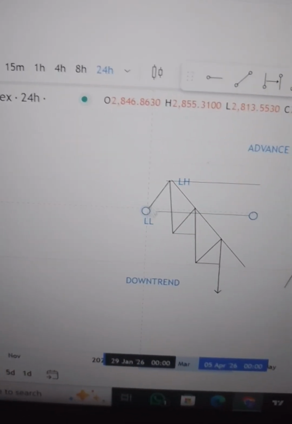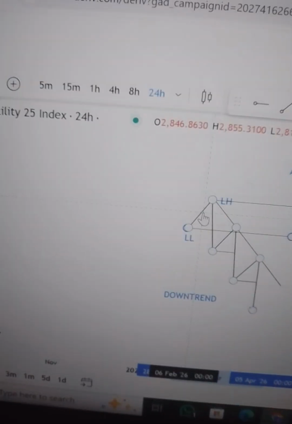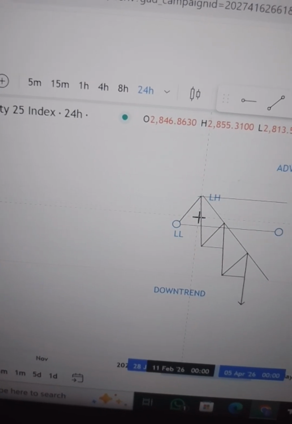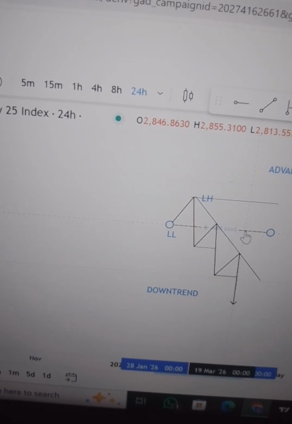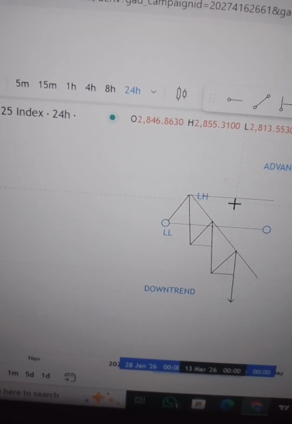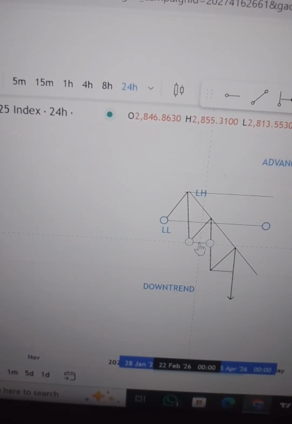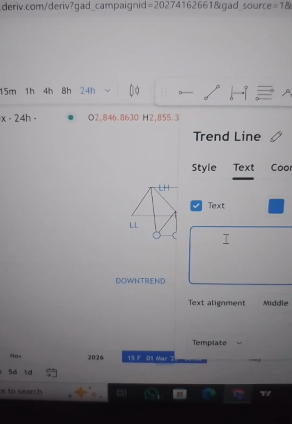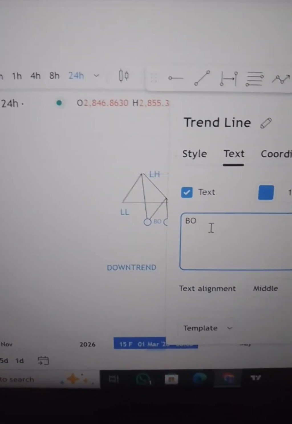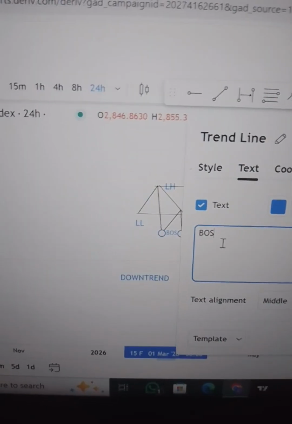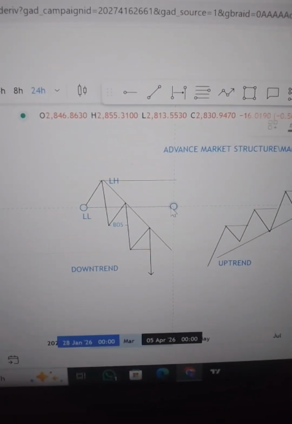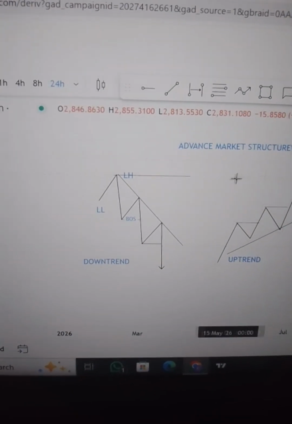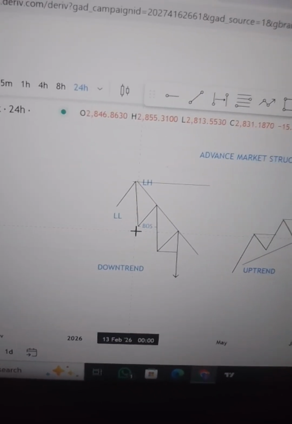So the market was pulling up. It broke down, and here, if the market breaks the recent high, we are going to call it a break of structure. Wait, guys, break of structure. That is BOS. That's the short form, BOS. So the market broke the structure to the downside, and it went up after the market broke the structure to the downside.